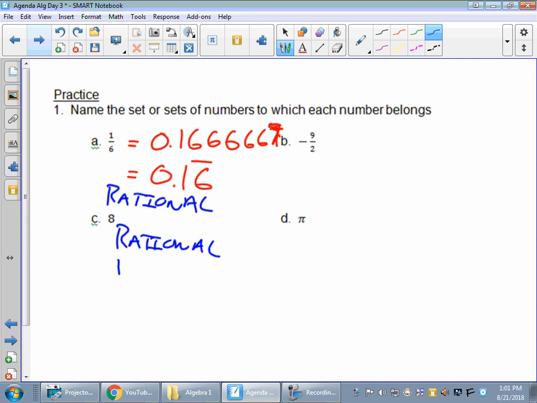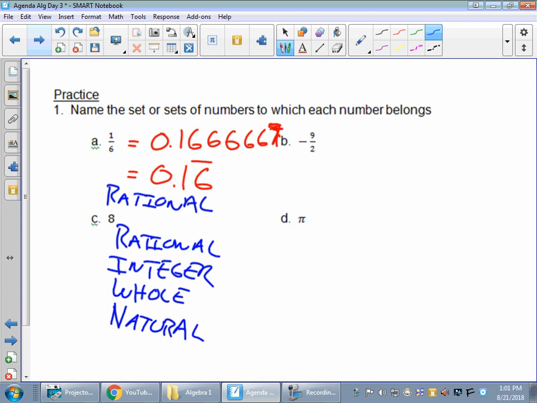Sure. It's a positive or negative whole number. We just mentioned it's a whole number because it's positive. If it was negative, it would not be a whole number, but it's positive, so it's a whole number. And then it's a natural number because it is a counting number. So this letter C would actually be rational, integer, whole, and natural. So you can work on B and D on your own.